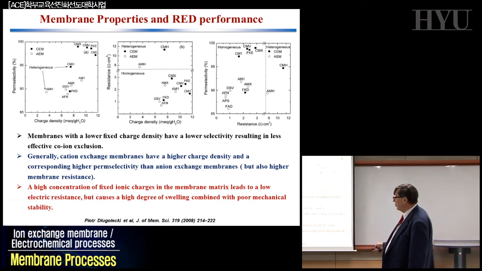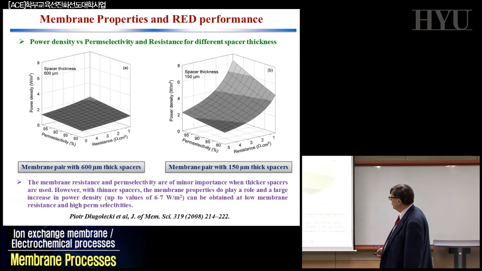Very high concentration of fixed ion charge in the membrane lattice can give a low electrical resistance, but you have the swelling, as I mentioned before. So this is one of the phenomena that you have to keep under control. If you are now trying to understand in general, you can see here that the power density as a function of permselectivity and resistance can be quite effective.